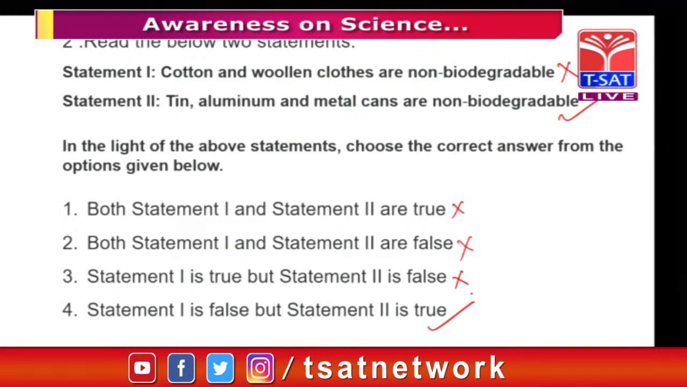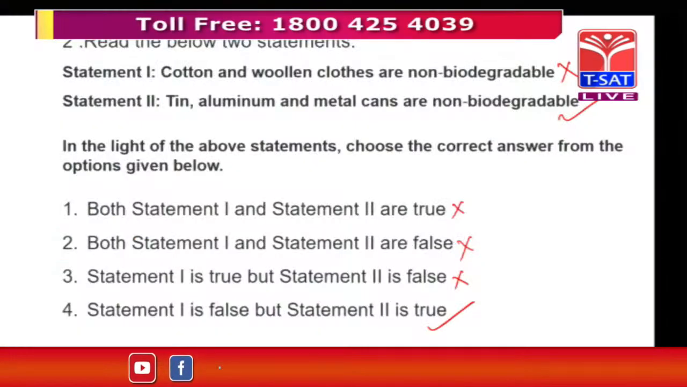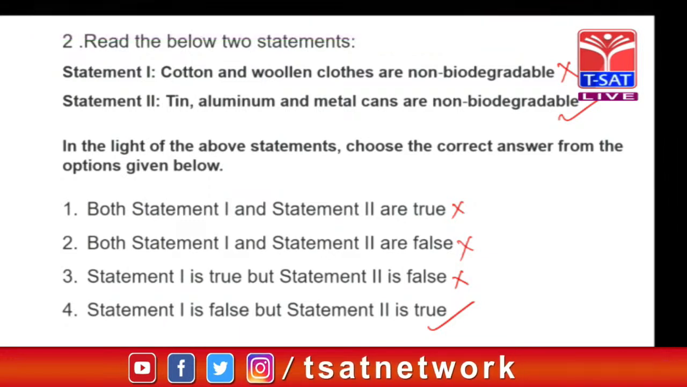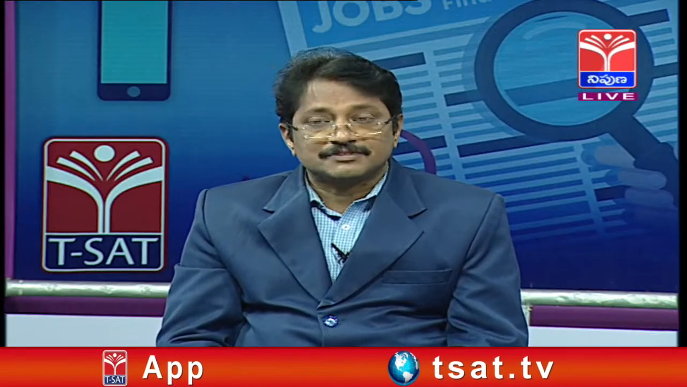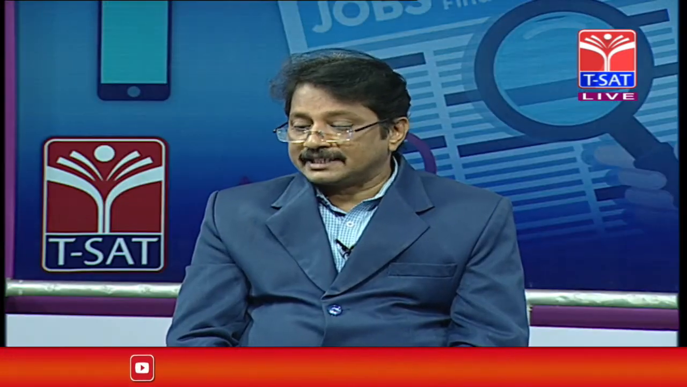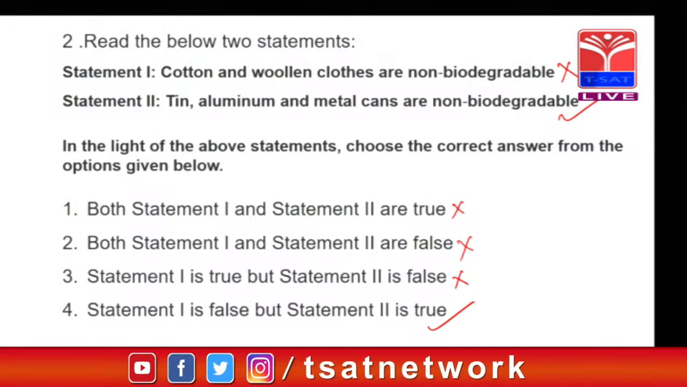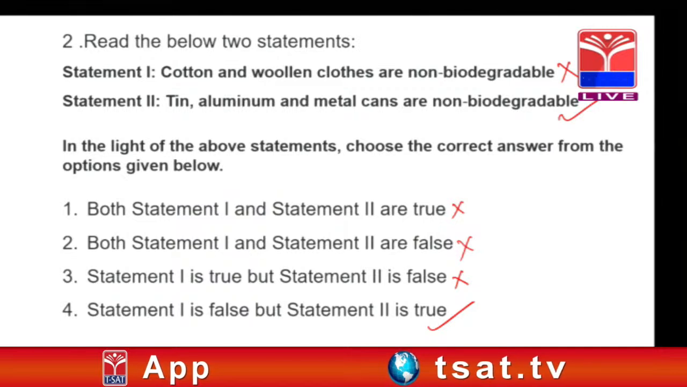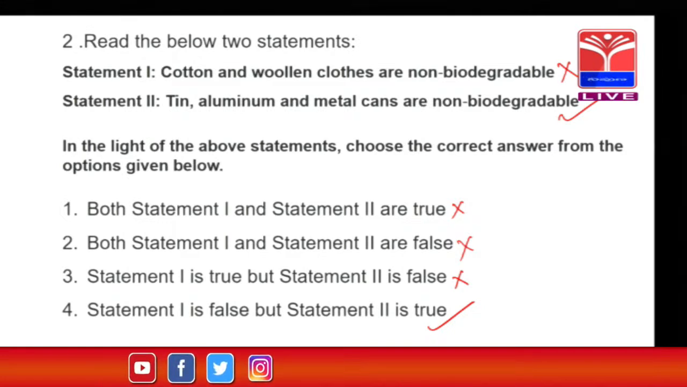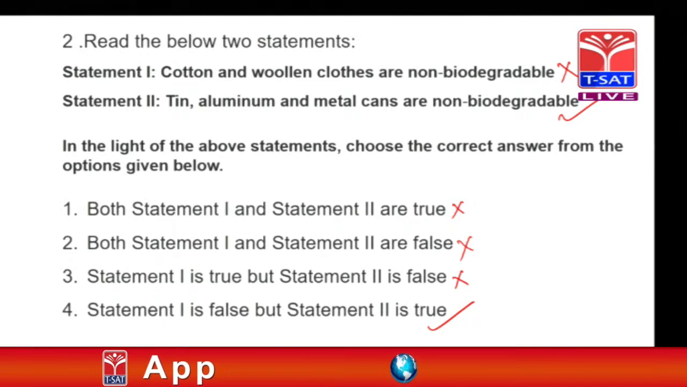If you know the concept of biodegradable, then it is easy to answer this question, especially. Of course, cotton and woolen are produced from plants and animals, so they are degradable. But it is given as non-biodegradable, which is why the first statement is incorrect. Whereas tin, aluminum and metal cans are metals, so they are non-biodegradable. It is correct. So statement 1 is wrong, statement 2 is true, so option 4 is correct. When you have very good conceptual clarity about biodegradable things, then only you can answer it.